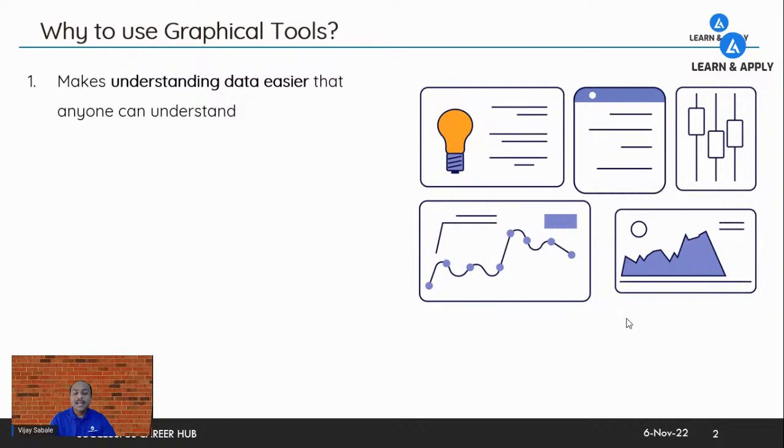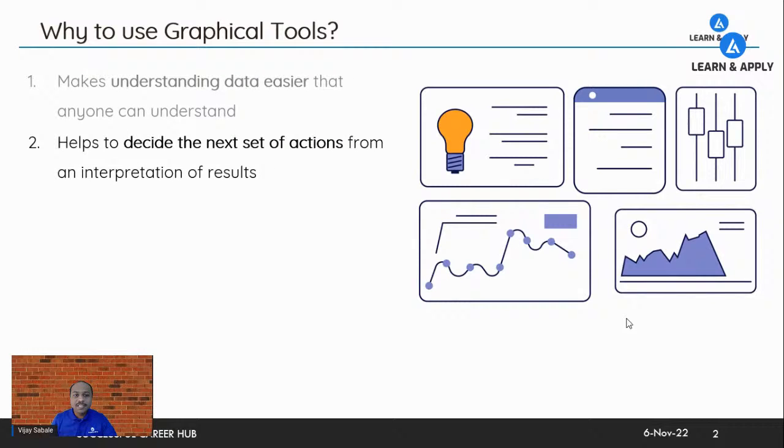The first point is it makes understanding data easier, so that anyone can understand. That means if you are going to share this analysis or the results with people who are not aware of the statistical concepts, they are also going to understand your analysis or your presentation very clearly. That much power graphical tools have.